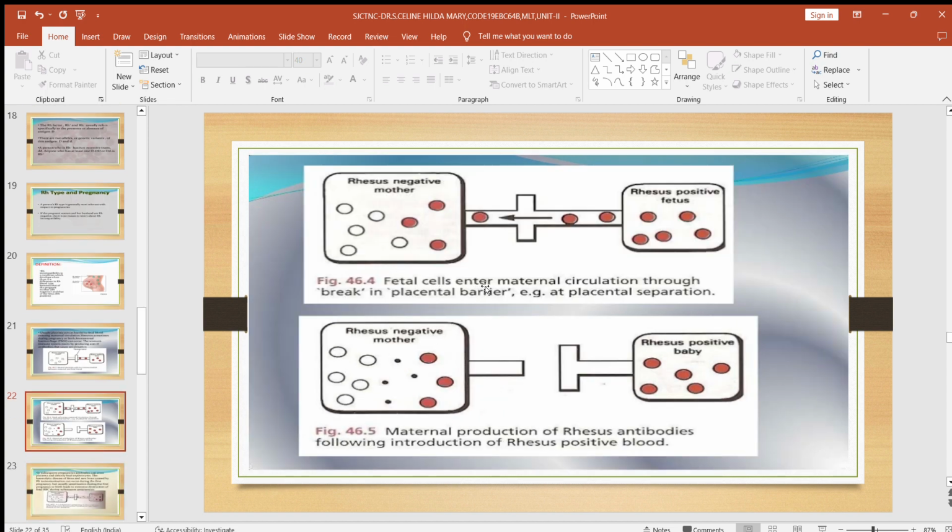Fetal cells enter maternal circulation through a break in the placental barrier, for example at placental separation. In the next stage, there is maternal production of rhesus antibodies following introduction of the positive blood. After the first delivery, the RH positive blood antigens may enter the maternal blood, which involves the production of antibodies against the RH positive antigens.